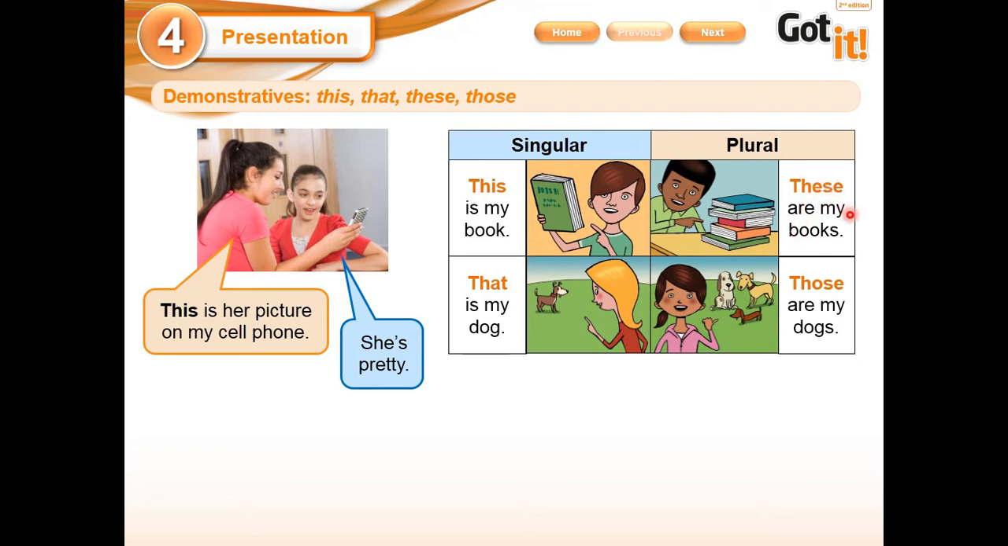And here it is the opposite, right? These are my books. Those are my dogs. You see? When the nouns that you are talking about in plural are very near to you, you have to say these. But when the nouns are really far, you must use those. Si el sustantivo que estás hablando en plural está cerca tuyo, debes decir these. Pero si los sustantivos están muy lejos, en distancia, pues tienes que decir those.